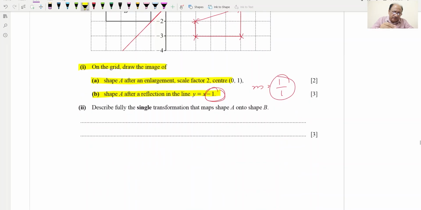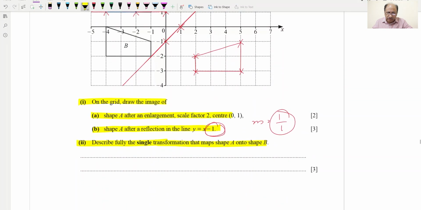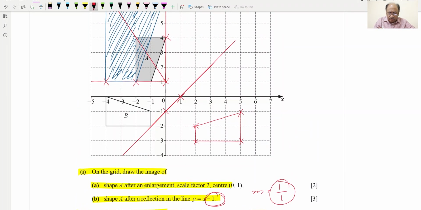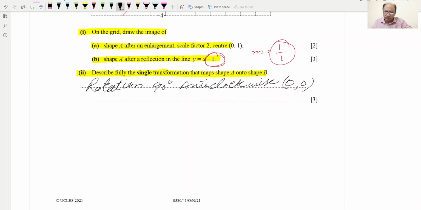So next, part C, describe fully the single transformation that maps A onto B. B is this one, so A onto B. If you check, the size is the same, just it is rotated, and we'll have to find the center. Okay, so if we draw this one, this is a 90 degree anti-clockwise rotation, and the center is the origin or (0, 0), so we will write rotation, 90 degree, anti-clockwise, and origin is this one. So we are done with this part.